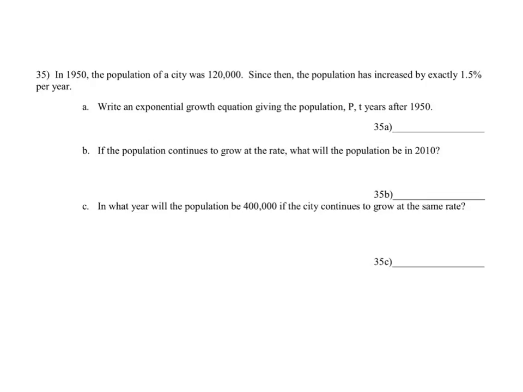Okay, so I'm just going to do 2 word problems and we'll call it quits on the video. This one's number 35 on the extra review sheet. It says in 1950, the population of a city was 120,000. Since then, the population has increased by exactly 1.5% per year. Write an exponential growth equation giving the population P, T years after 1950.